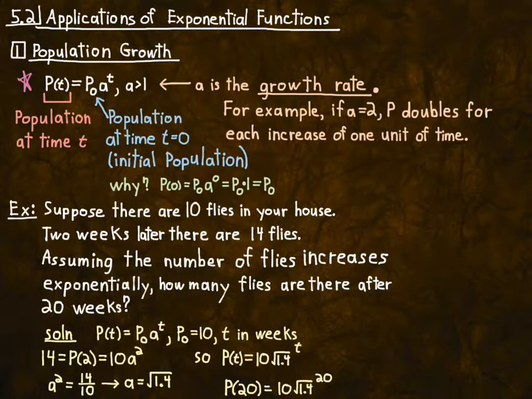So then P of 20, at 20 weeks, which is what they're asking for, is 10 times the square root of 1.4 to the 20th power, or 10 times 1.4 to the 10th power, right? And that gives me 289 flies. I got 289 and a quarter flies, but you don't really have a quarter of a fly, so I just rounded it off to the lower integer. Just cut off the decimal part.